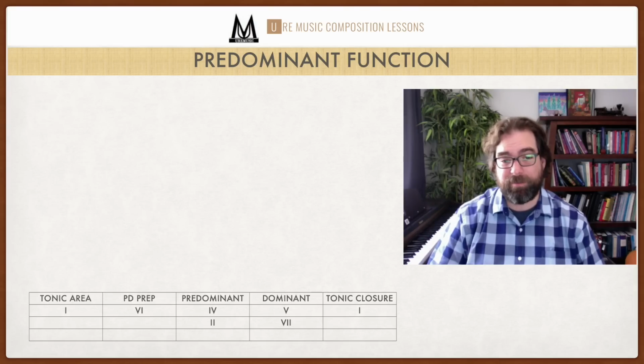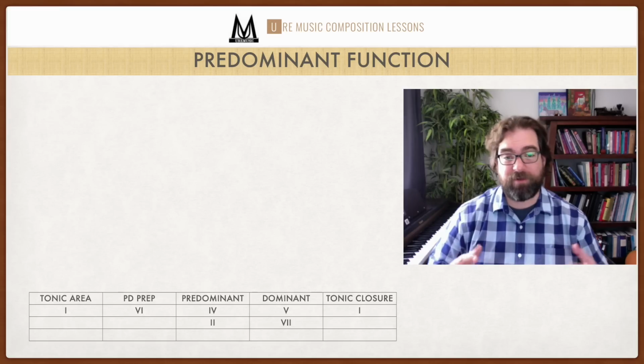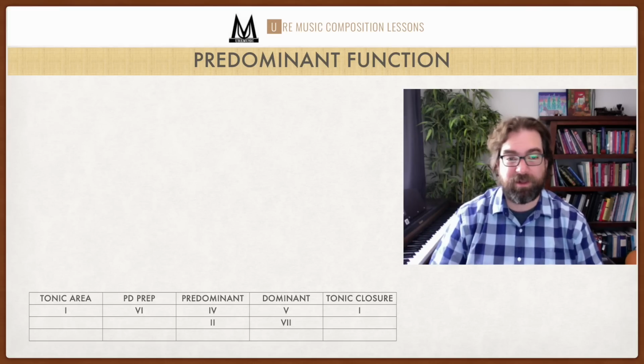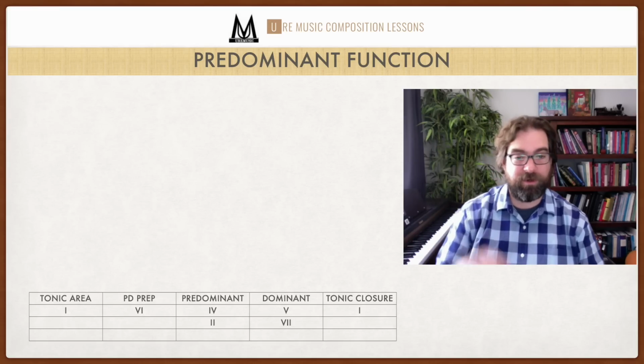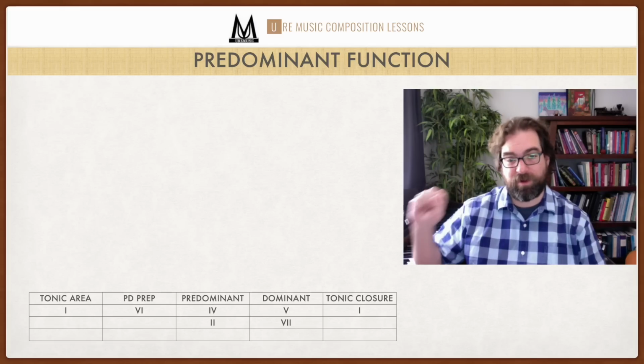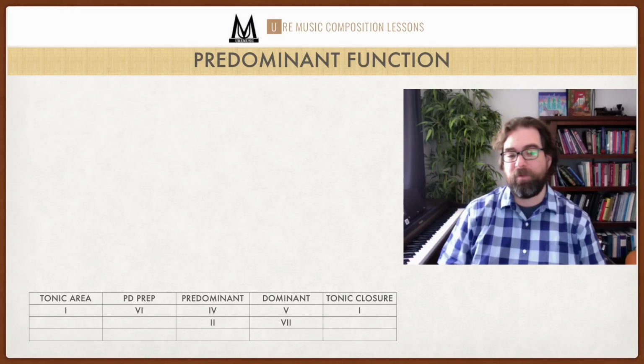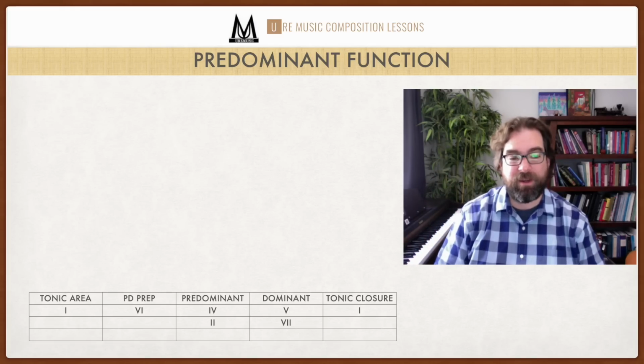Your dominant can be either a 5 chord or a 7 chord. The 7 chord is going to be much less common, and it typically will not be used at the end of a piece. Typically in the classical style, you'll have a dominant 5 chord that moves into a tonic closure. So any one of these areas can be expanded. You can have a tonic area that's expanded. You could have a predominant that's expanded, a dominant, or a tonic closure.